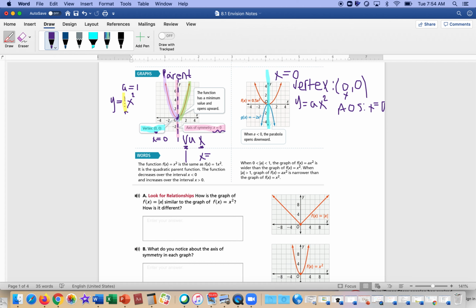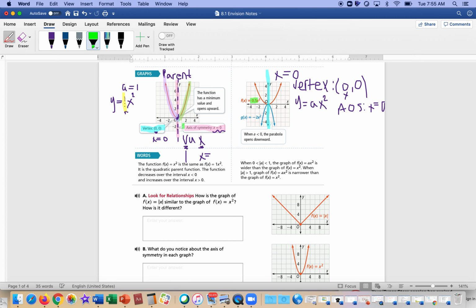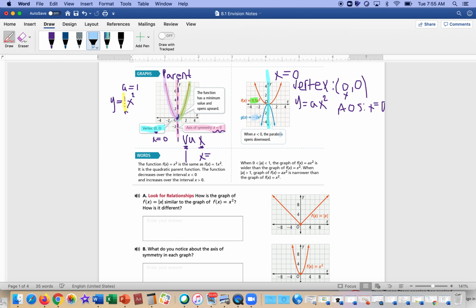Then when we look at these graphs, we're trying to make a comparison as to how that a value impacts the graph. So if we look at the first one, the top red equation, we see that our a value is 0.5 versus the bottom one has an a value of -2. A is the number in front, right?